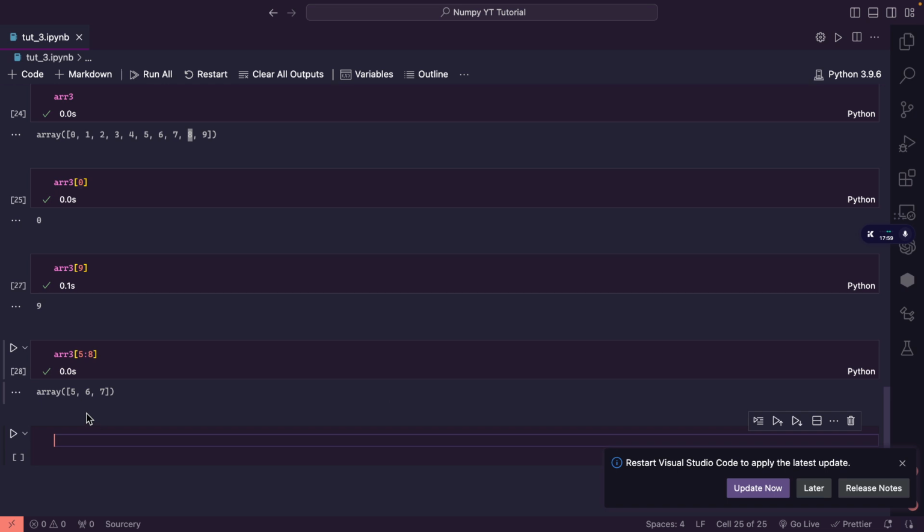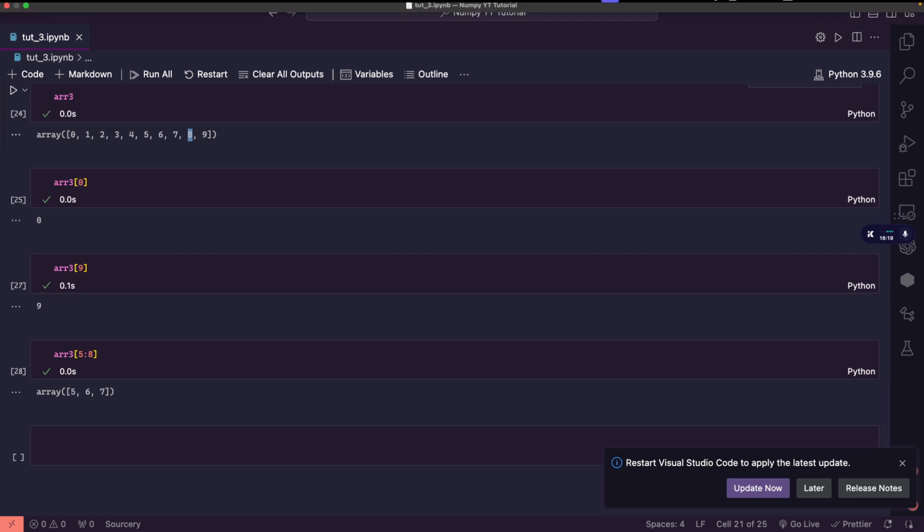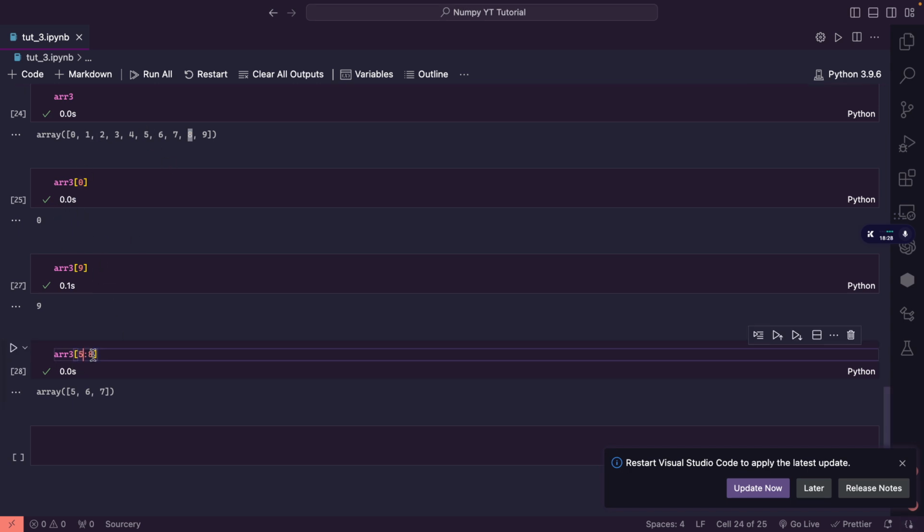Let's see what this gives. It gives us 5, 6, 7. Why? 0, 1, 2, 3, 4, 5. It starts on the 5 and stops at the 7. So this is the fifth, sixth, seventh, and it stops at the 8. And this is what we need to know: this is the starting point and this is the stopping point. From this point we will start and from this point we will stop.